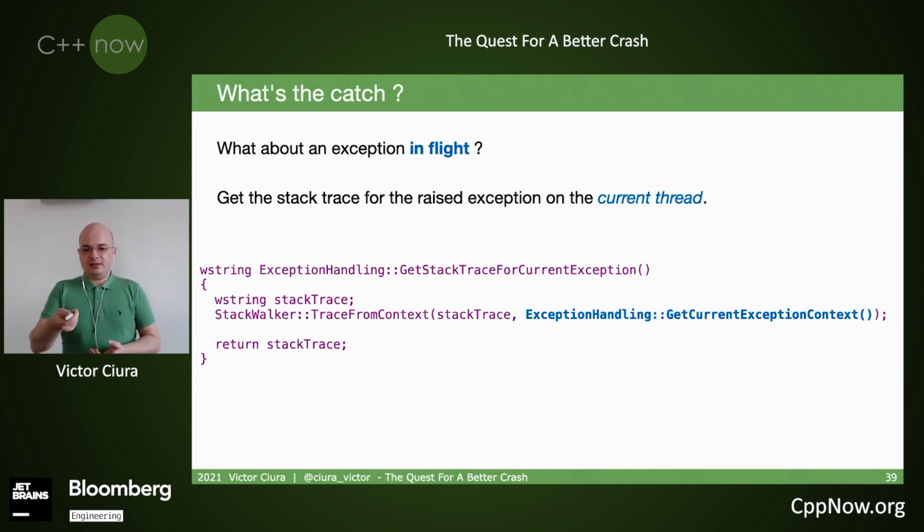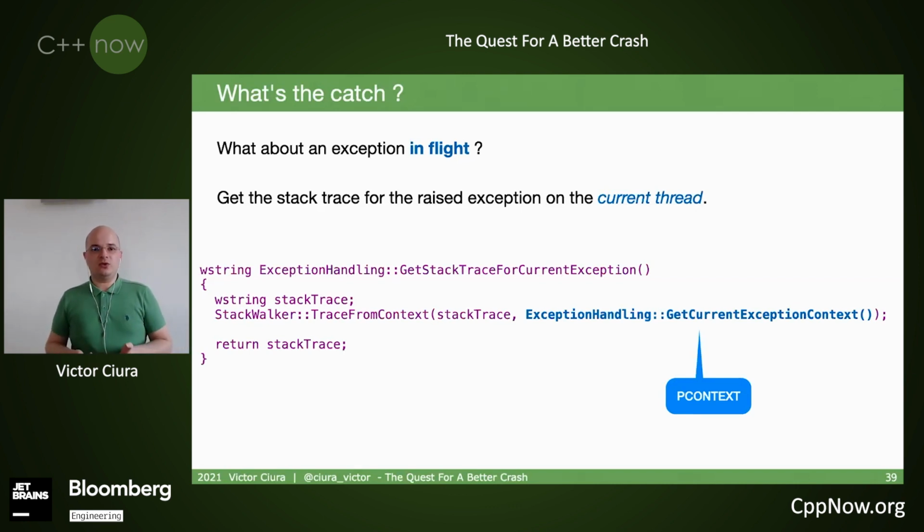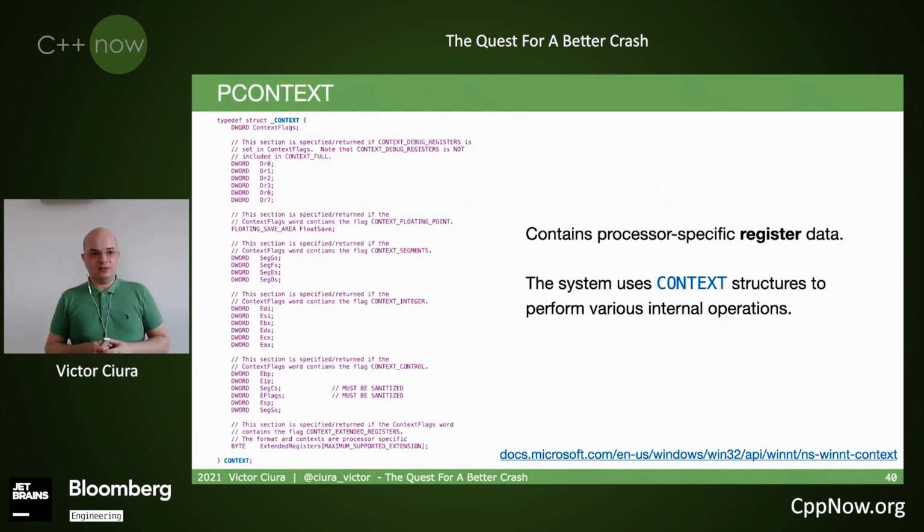And for the parameter where it requires an exception context, we have another helper function that gives us the exception context for the current in-flight exception. And this is what is called the PCONTEXT in the Windows SDK. The PCONTEXT structure is an ugly, humongous structure. I don't think it's even public API. By the way, lots of what I'm going to show you today is undocumented, and some of it is private APIs, very old APIs, but they still work.